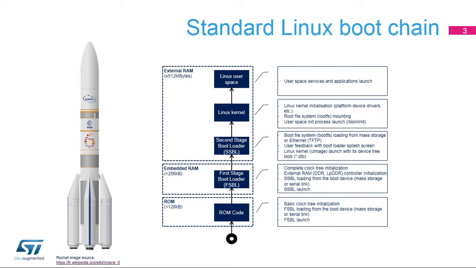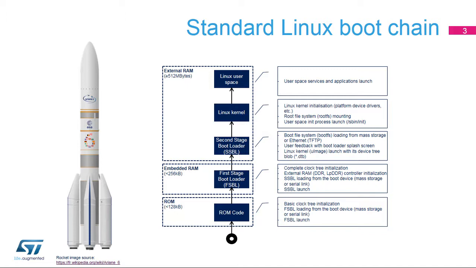The FSBL is the first real software component executed, just after the ROM code. It completes the clock tree initialization in order to get access to more peripherals with, among them, the external RAM where it loads the second stage bootloader, or SSBL, before execution. The most famous SSBL used all around the world is U-Boot.